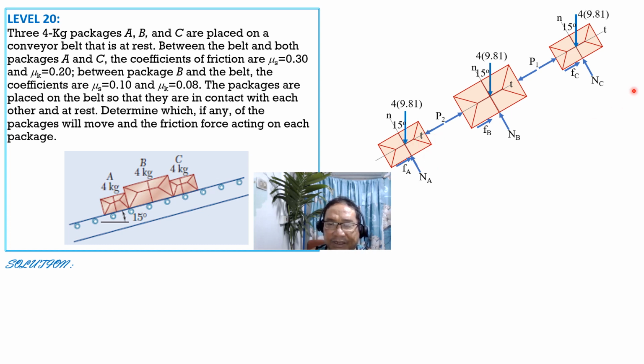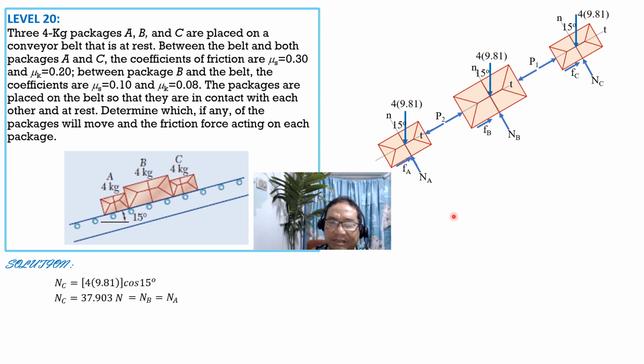So first for package C, summation forces normal equals 0. So N sub C is equal to 4 times 9.81 cosine of 15 degrees. So summation forces normal from this FBD here, N sub C is 4 times 9.81 cosine of 15 degrees. So N sub C is equal to 37.903 newtons. And take note that because each package has the same weight, then same normal reaction. So this is also equal to N sub B and N sub A.